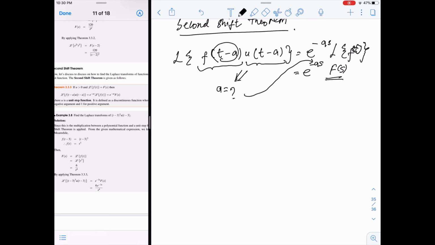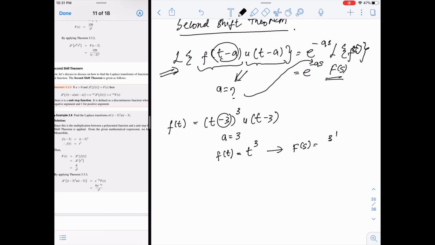Okay class, let's have one example. If you have your function in terms of t minus 3 to the power of 3, and then you have u of t minus 3. Look at it and compare with the theorem. It shows that you will directly have your a. Your a is equal to 3. And then your f of t, you just exclude the a, and then your f of t is t to the power of 3. From f of t, you will get F of s, which is 3 factorial over s to the power of 4.